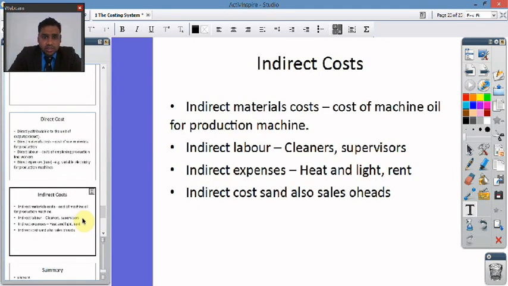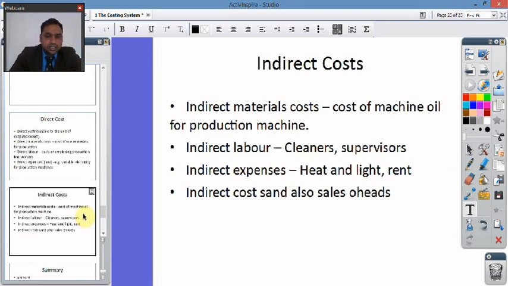Indirect costs, so you've got materials such as cost of machinery oil, production line machinery. You've got indirect costs such as cleaners, supervisors, accountants. So anything like that is indirect cost because it's not going up each time you produce a new unit. So anything that goes up generally when you produce more units is the direct labour. Anything that's not is indirect labour. So accountant, for example, is an indirect labour.